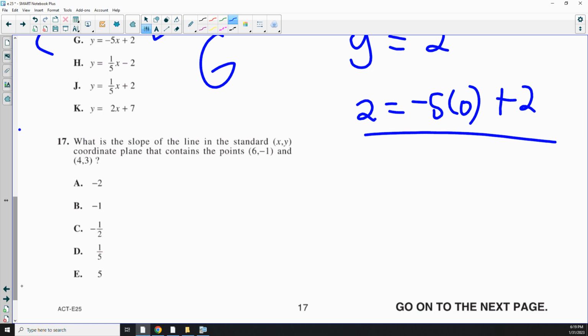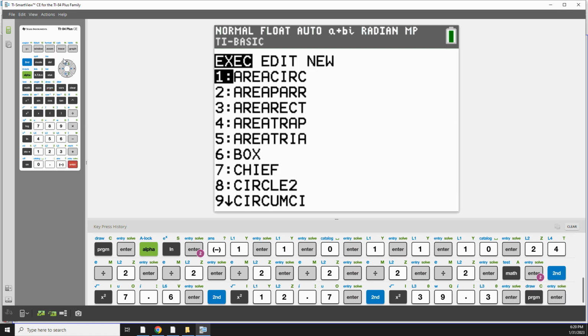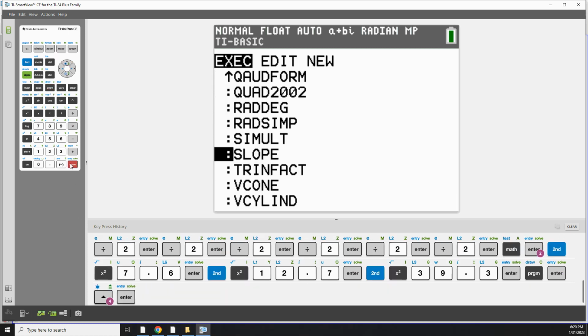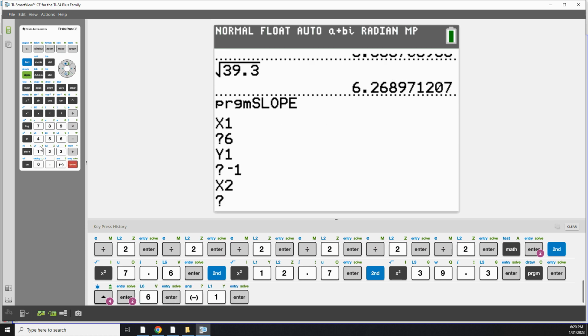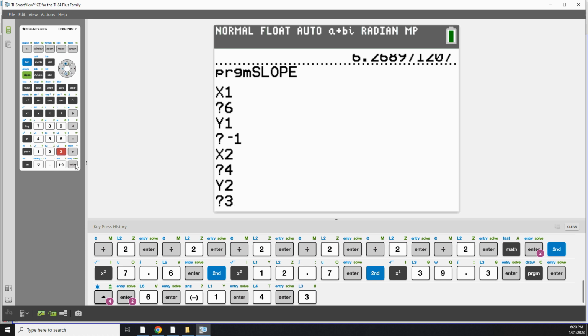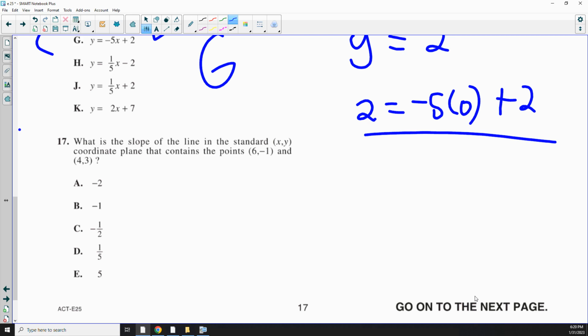7, you could do the famous Y2, Y1, but I'm just going to do my slope program. 6, -1, and 4, 3. So I go program, I hit my button, I go through the back door, and hit 6, -1, and 4, 3. Notice it's going to give you the equation of the line. Y is -2x plus 11, but we just want the slope, which is -2, choice A.